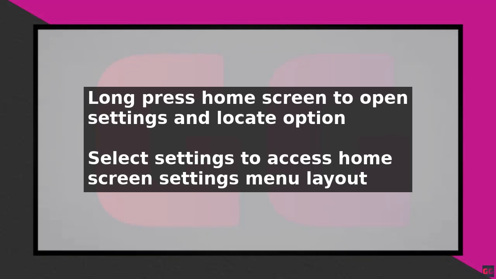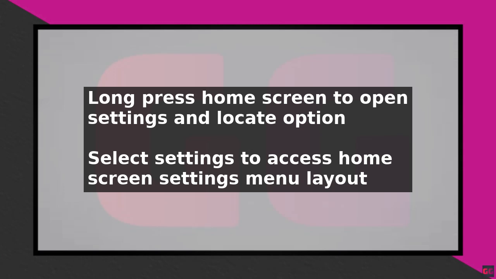To change the icon size on Samsung devices, start by long pressing on an empty area of the home screen. This will open the home screen settings. Locate the settings option, usually found at the bottom right of the screen, and select it. This will take you to the home screen settings menu, where you can adjust the layout.